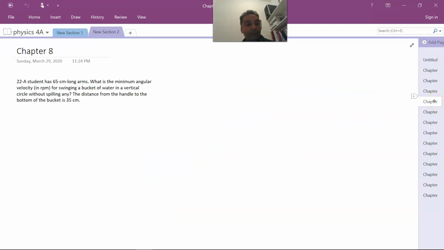Number 22. It says a student has 65 centimeter long arms. What is the minimum angular velocity in RPM for swinging a bucket of water in a vertical circle without spilling any water out? The distance from the handle to the bottom of the bucket is 35 centimeter.